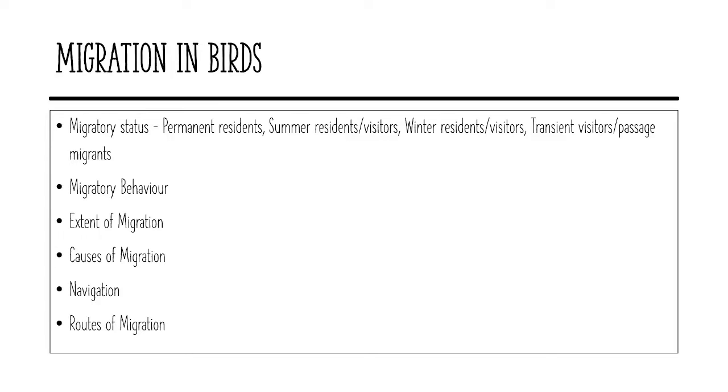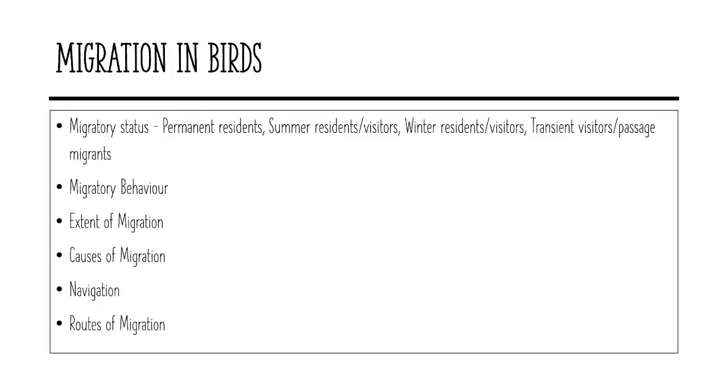They can also be called non-migrants. Next is the summer residents or summer visitors. These are the birds which move to their breeding grounds in the spring, rear their young ones during the summer, and return to the winter grounds in the fall. The third type is the winter residents or winter visitors, which include those species which move to spend their winter in a more suitable place where food is available in plenty.